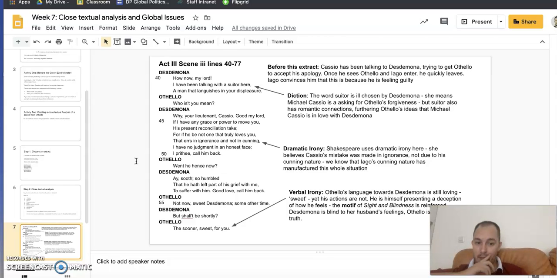And this links in with the motif of sight and blindness, because Desdemona is blind to her husband's feelings. She keeps going on about Michael Cassio, even though he's clearly not in the mood for it. But also Othello is blind to the truth, but also Othello puts up this front of still being polite with Desdemona.